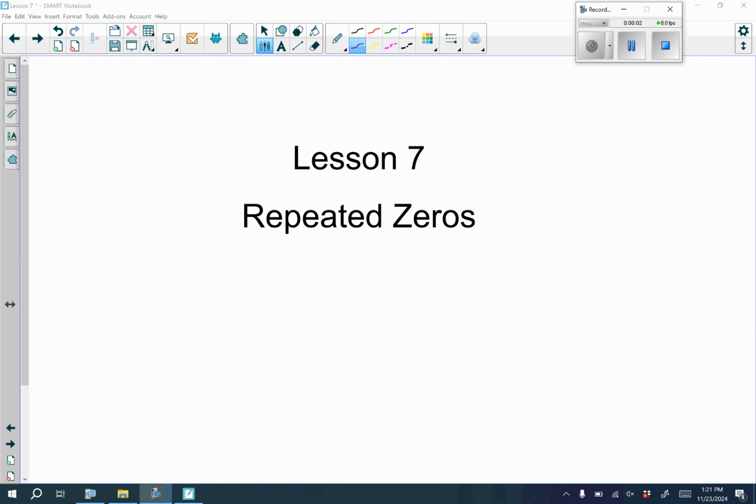Hey everyone, so here are the notes for lesson 7. We're going to be talking about repeated zeros. We actually talked about repeated zeros quickly when we first encountered the fundamental theorem of algebra. Well, let's go back over that.